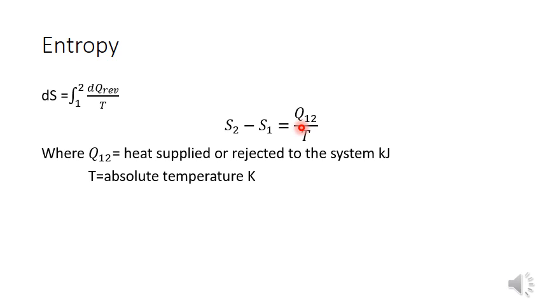So these are the three aspects of entropy change. Next, the units of entropy. We know the formula is Q by T. Q is in kilojoules and T is in Kelvin. So the units are kilojoule per Kelvin, or if you take Q in joules, you can write the unit as joule per Kelvin.